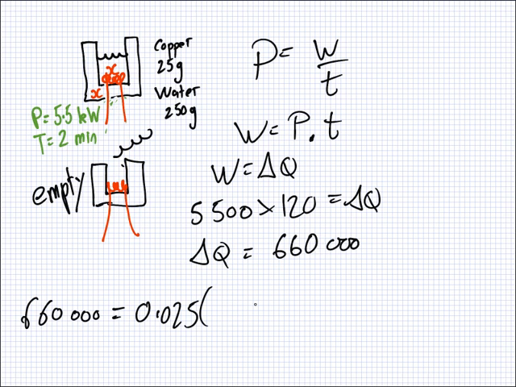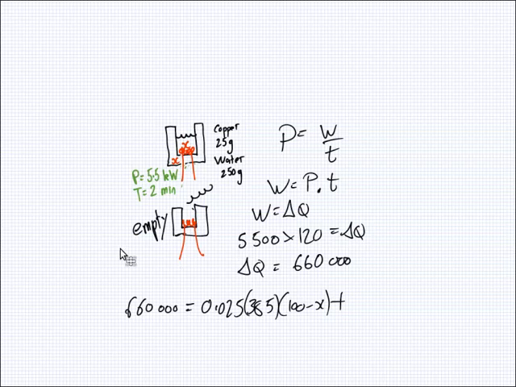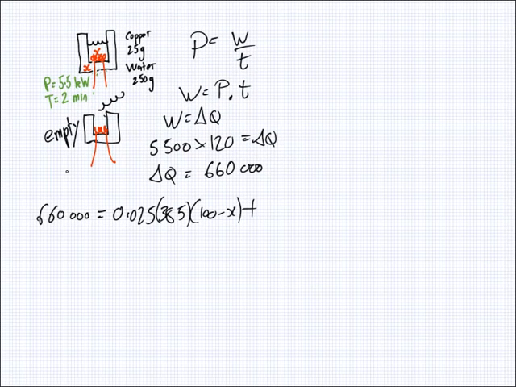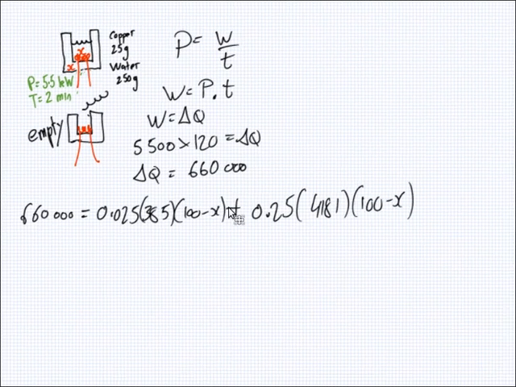What's it? 385. Yeah, C. And it's correct, 100 minus X. Now, what happens to the water? The water does two things. First, it gets to 100 from its current temperature of X. So that's M, C, and also 100 minus X. Right?